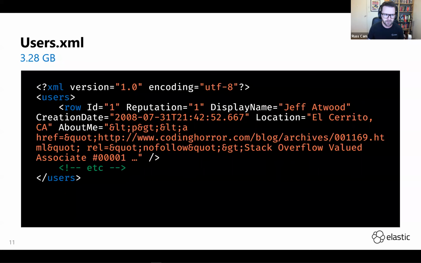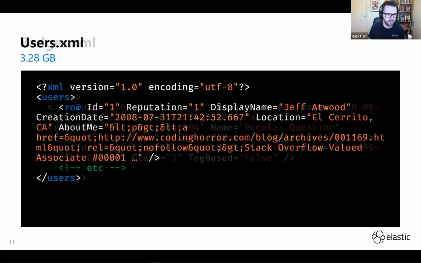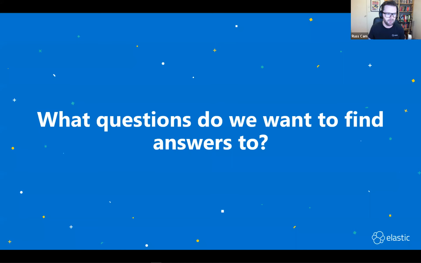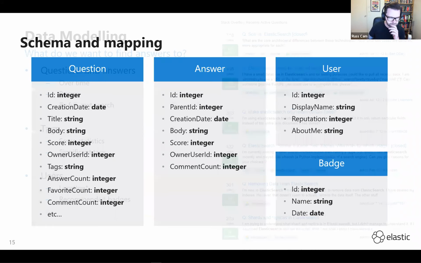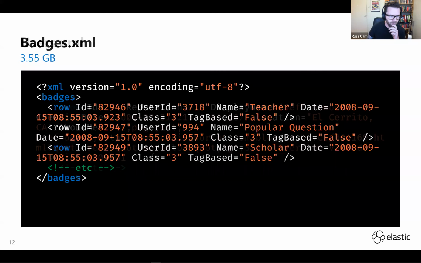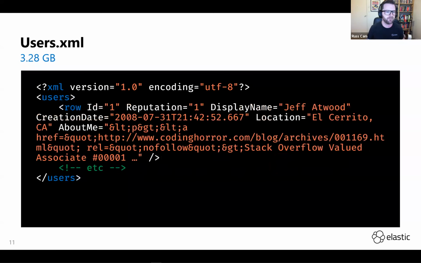So if we then look at the users XML file, it's a similar kind of story to what we saw in the post XML file. Each row here is a user. Sorry, I just jumped forward a bit there. So yes, each row here is a user with a display name and a location, and an about me here that also contains HTML tags.